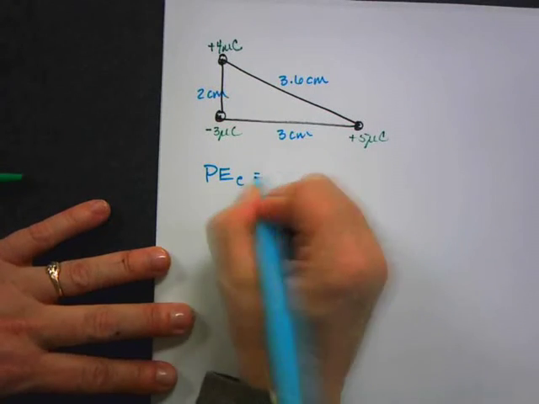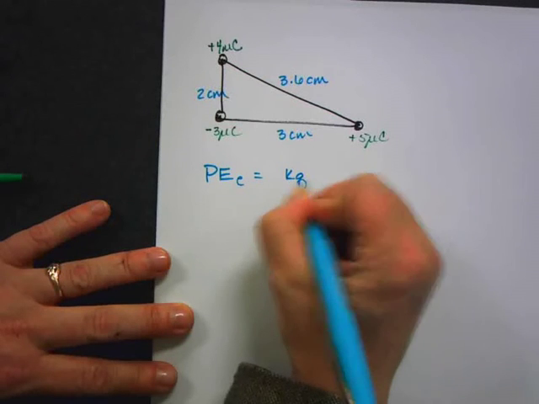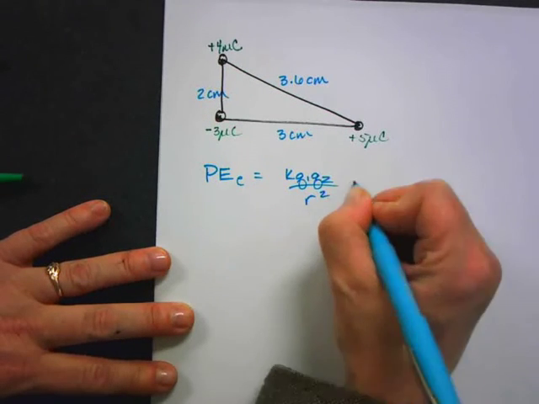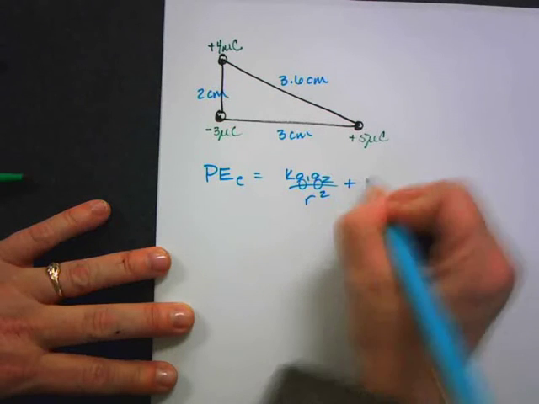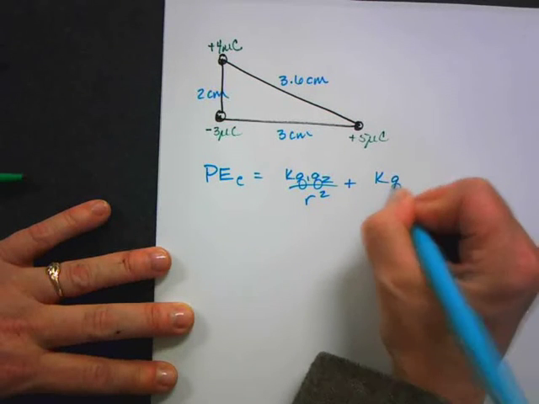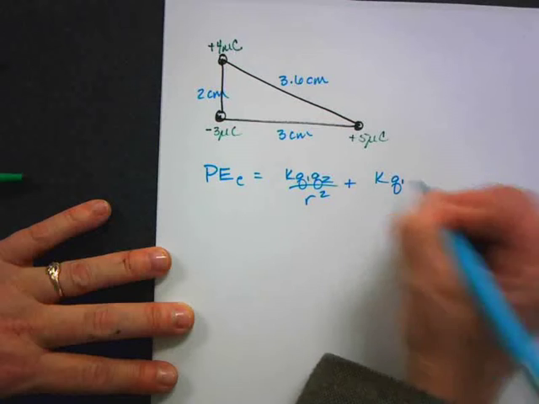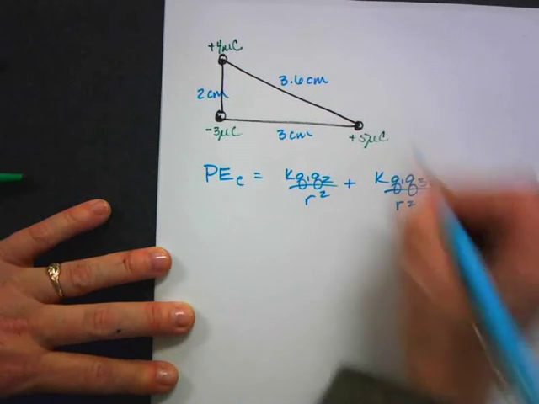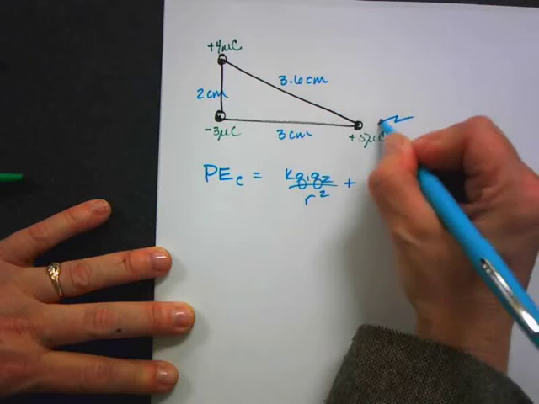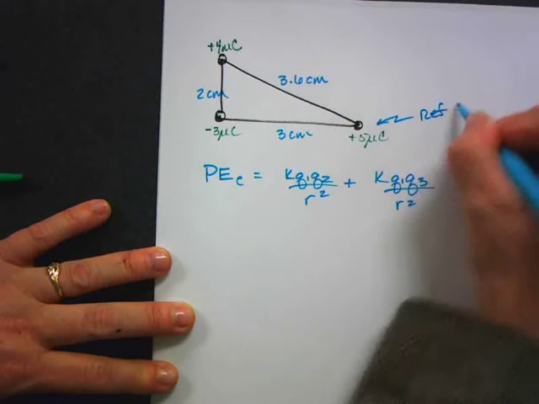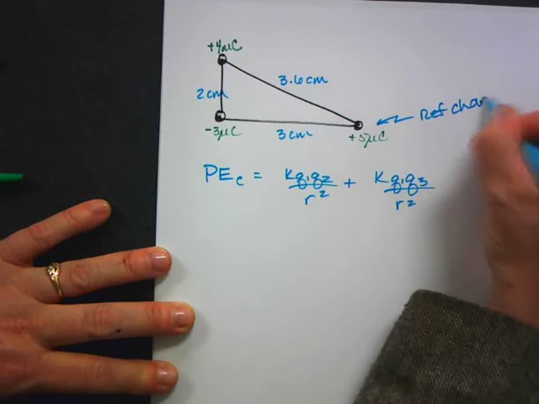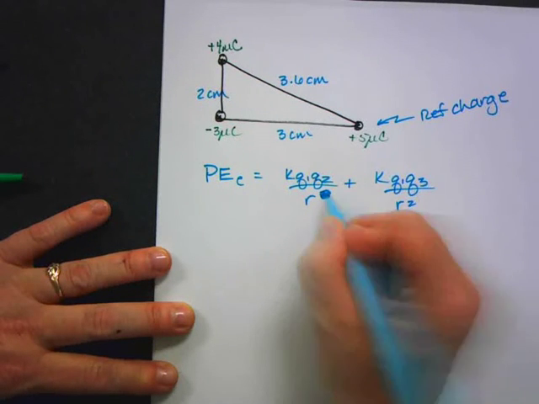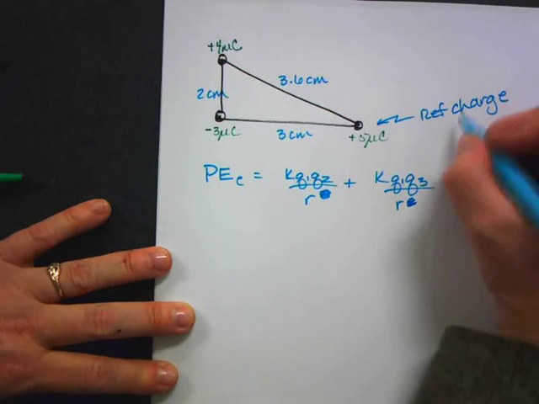So whenever you're solving for scalars, like electric potential energy, this is how it's done. And I'm going to use Q1 as my reference charge. So pretend like this is Q1, this is the reference charge.